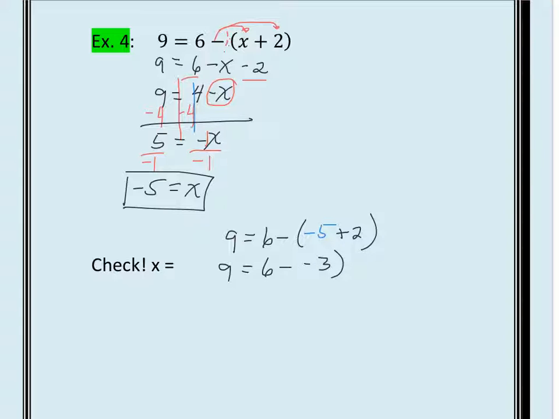Let's take the extra parentheses away. And so we have to do, this is a subtraction problem, so we have to change it to an addition problem by doing keep, change, change. So we're going to keep the 6, change subtraction to addition, and change the sign of the number that follows it to a positive. And so on the left we have 9, but on the right, 6 plus 3 is also 9. So it checks.